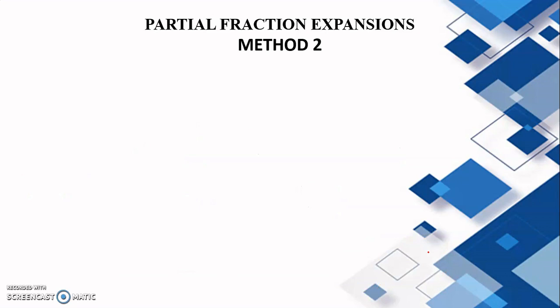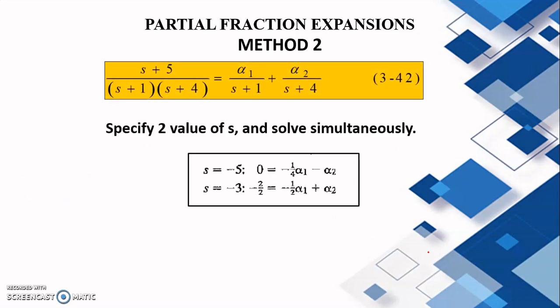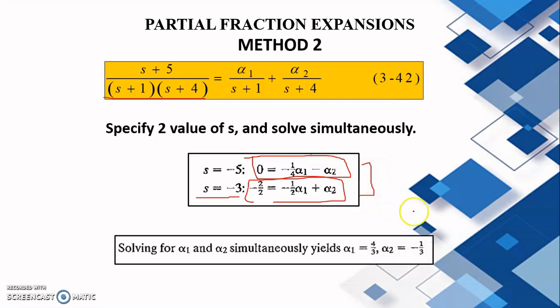And the second method to solve alpha 1 and alpha 2, we can specify any two values of s. Just randomly put in any value of s, for example, s equal to -5. So what do you get? You will get the first equation. The second one, you just put in another value and you will get another equation. When you solve simultaneously, then you will get the values of alpha 1 and alpha 2. So this is the second method.